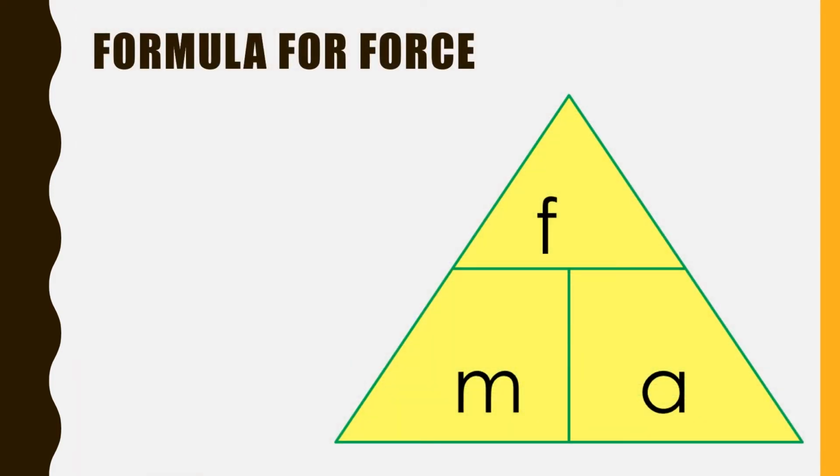For the formula for force, we're going to use the triangle again. We are looking for force, so we cover up the F. That's going to give us F net is equal to mass times acceleration.